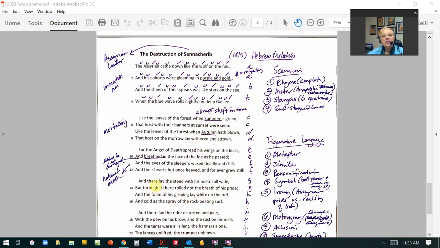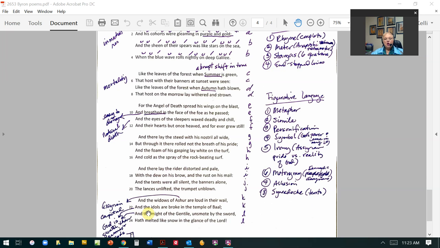There is irony. This has got a lot of hubris in it. The Assyrians, they're like a wolf on the fold, right? They're coming down. They're going to smite everything. And yet God, just so easily, without even a sword, right? That's the thing. The angel breathes in their face and they just die, right? It looks like of natural causes. So at the end, it was like they're unsmote by the sword.